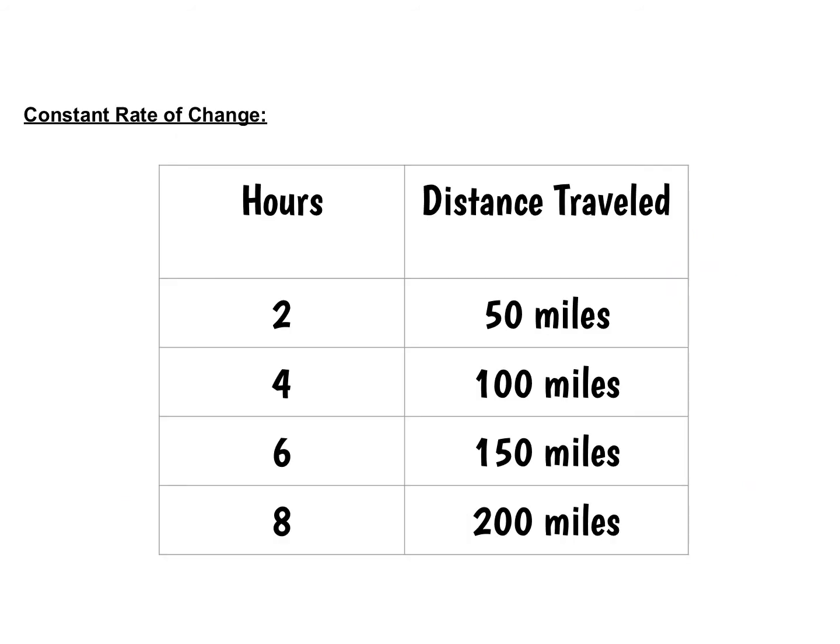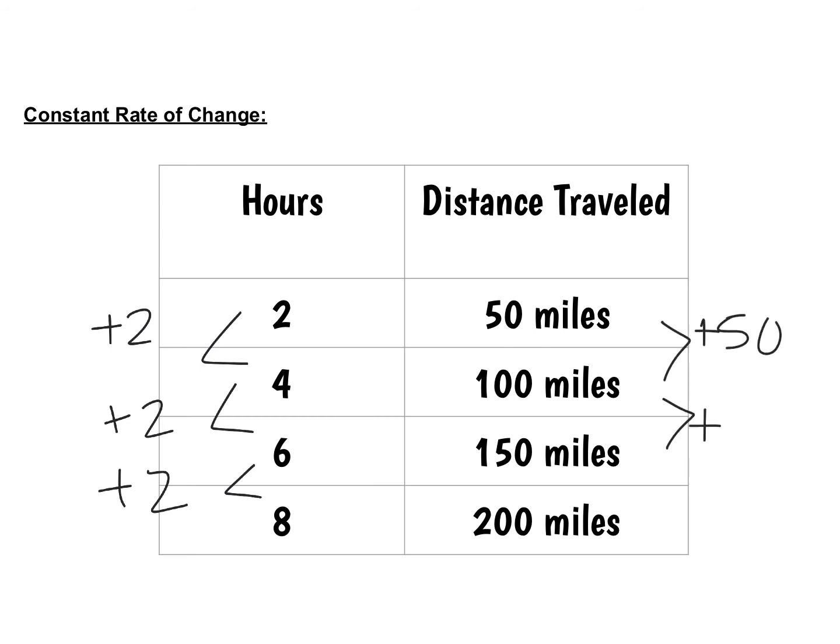This table is comparing hours to distance traveled. If I look at the rate that the hours are going up and the rate that the distance is going up, I can see that this is going up 2 hours every single time that it's being compared. And then distance traveled is going up 50 miles, because 50 to 100 is plus 50, plus 50, plus 50.